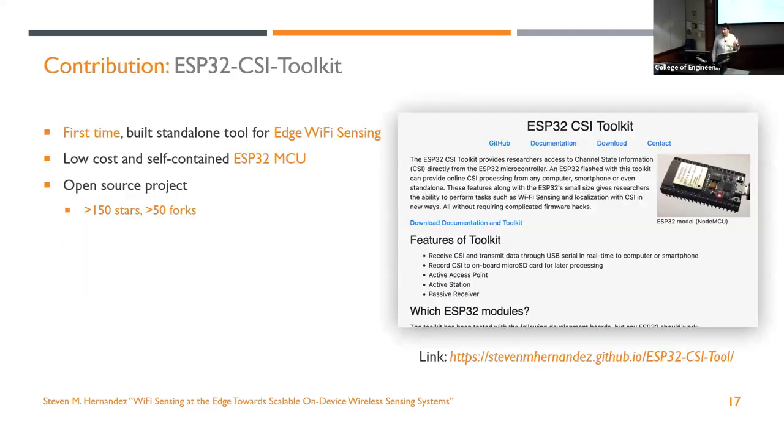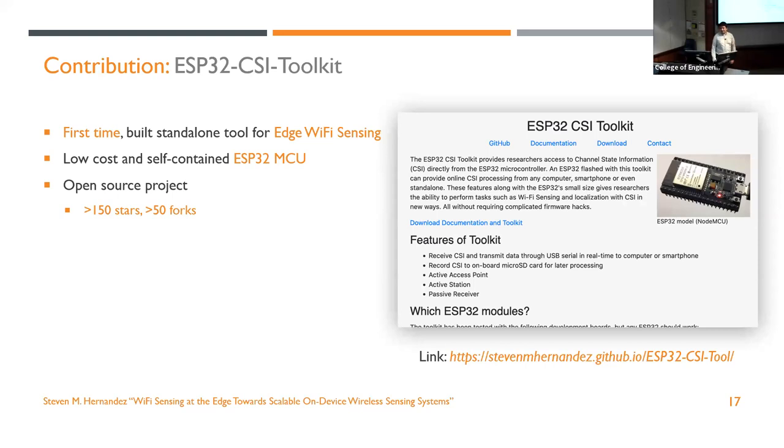Instead, what we did is we built this ESP32 CSI toolkit. This is an open source project, it's on GitHub. It allows us to perform edge Wi-Fi sensing on these small devices. They're low cost. This module might be $20. You can go down to maybe $5 or less just for the Wi-Fi sensing portion of it.